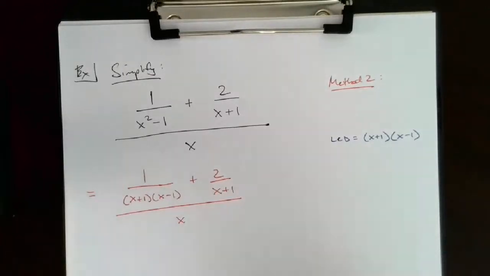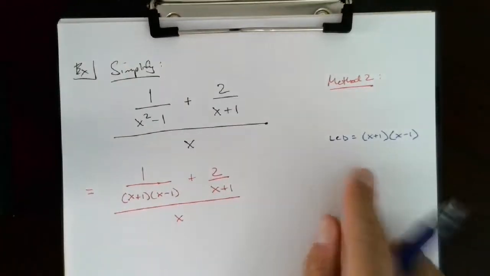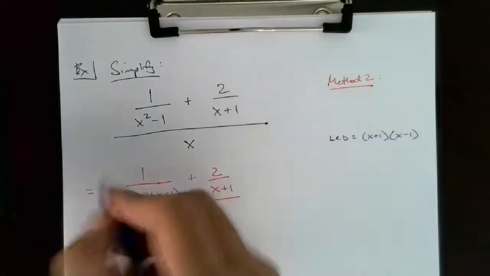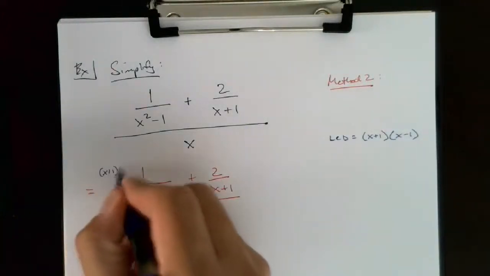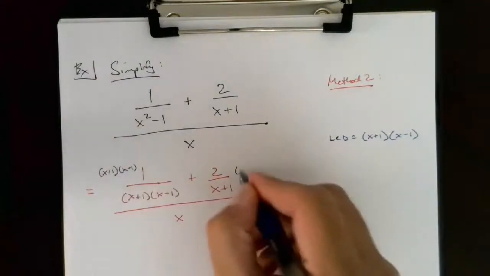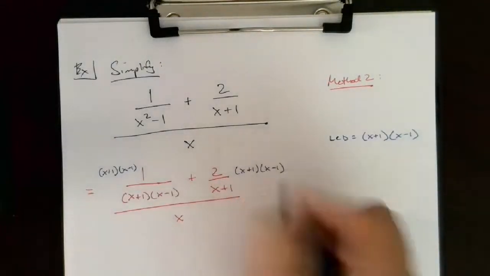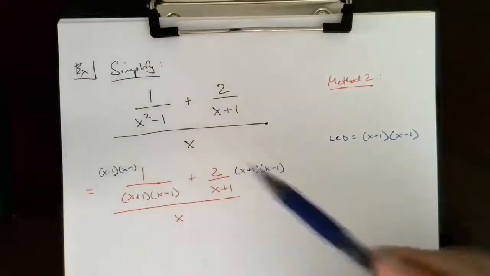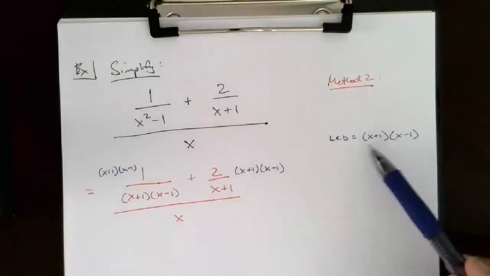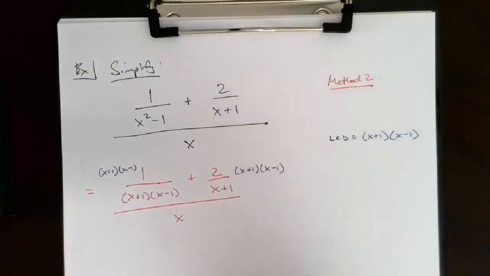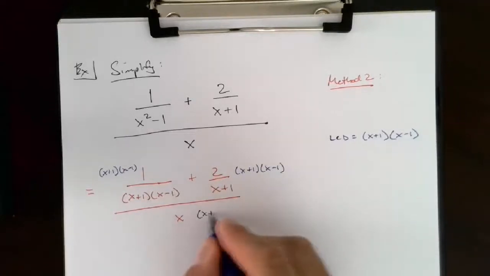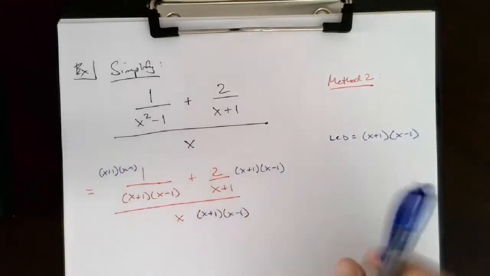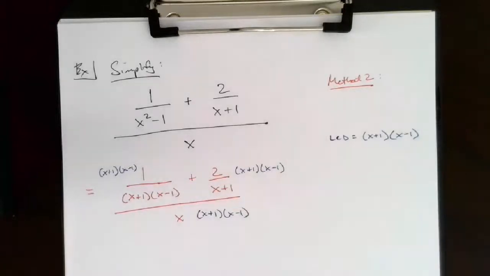Now remember what method 2 says to do. Method 2 says take this and multiply it to every term, whether it's a fraction or not. So I'm going to multiply by x plus 1 times x minus 1 to the first term. I'm going to multiply it by x plus 1 times x minus 1 to the second term. And you also have to do it to the denominator. That's the whole reason why it works. The reason this works is because you're multiplying both the numerator and denominator by the same thing, which means that you're really multiplying by 1, and that's what keeps it balanced. So I have to multiply by x plus 1 times x minus 1 down in the denominator as well, even if it's not a fraction. Remember, that's what method 2 says to do. Multiply every single term by the LCD.